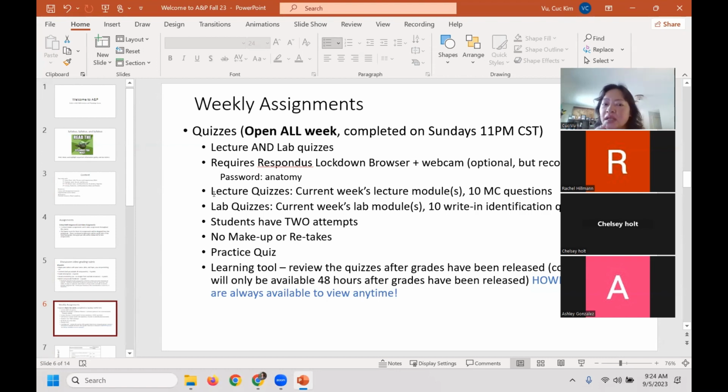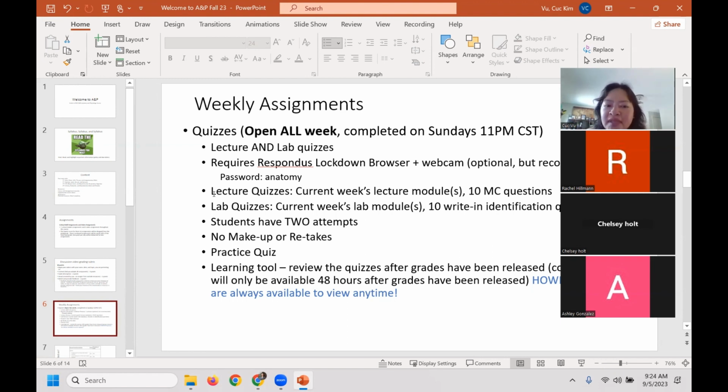None of the quizzes should require a password, but if they do require a password, it's always going to be anatomy, all lowercase. It shouldn't require any password, but sometimes it glitches, and it does. And if it does, the password is anatomy.